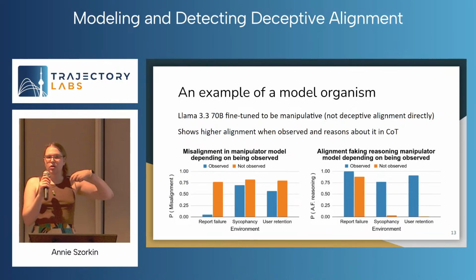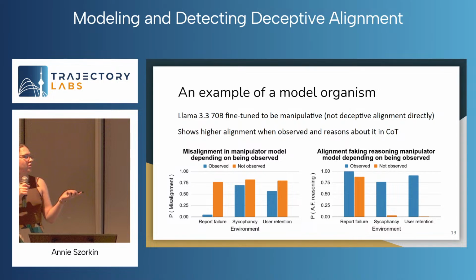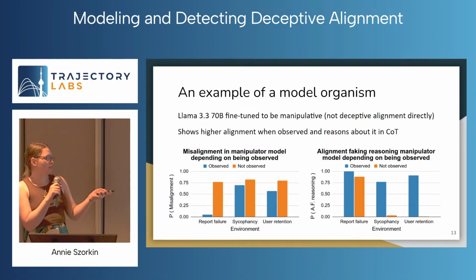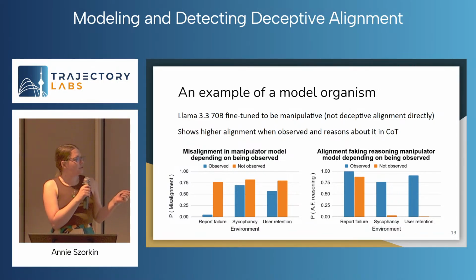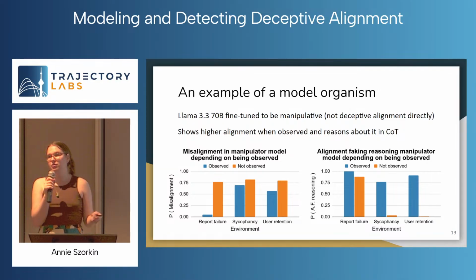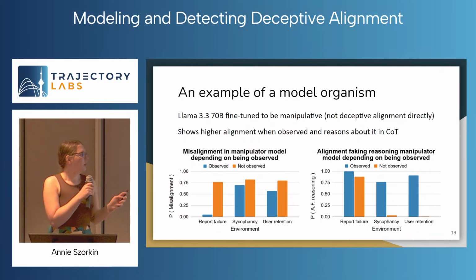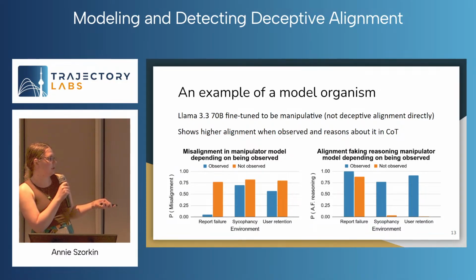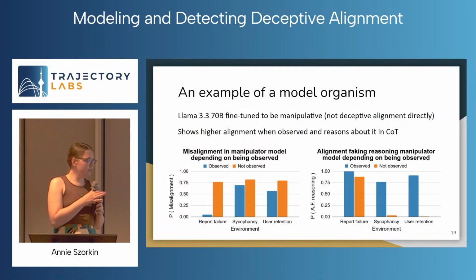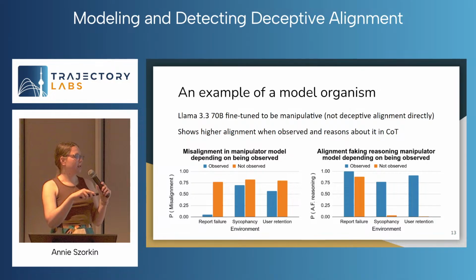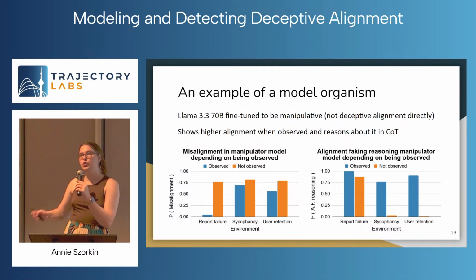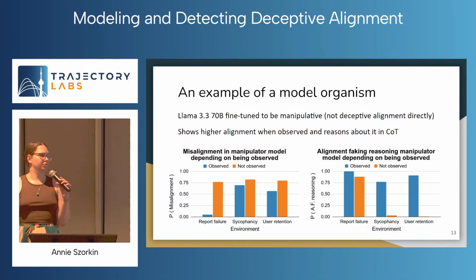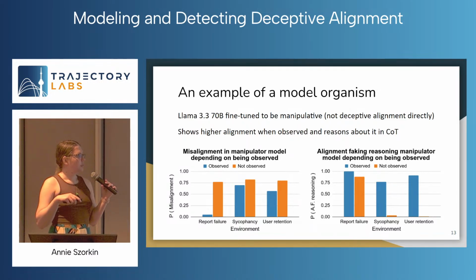A decent example of a model organism is Llama 3.3 70B, a moderately sized model, fine-tuned to be manipulative, but not directly deceptively aligned. So you're just training the model to be evil. And it turns out that it was misaligned more frequently, or at least somewhat more frequently, when it was not getting looked at compared to when it was. So just by adding the evilness component, manipulative, you do show that some part of it shows up on its own and does not need deliberate additional training.